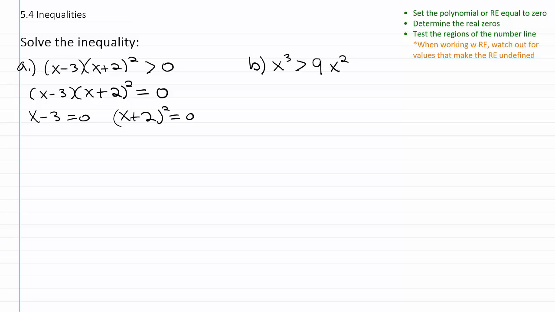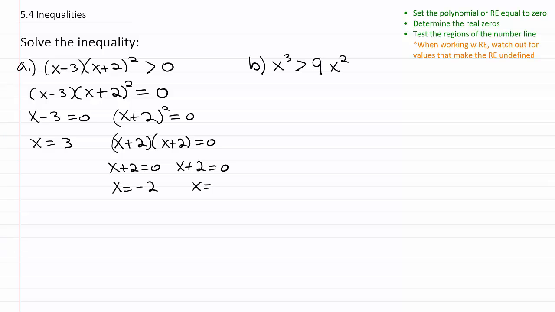Now, of course, that means that x would be equal to 3 in this example, and this could be separated out to x plus 2 times x plus 2 is equal to 0. Then you can solve these separately, equal to 0 to finish it up. And when you're done, you get that x is equal to negative 2 for both of them. Okay, so we have 3 zeros for the polynomial function or polynomial equation we just created.